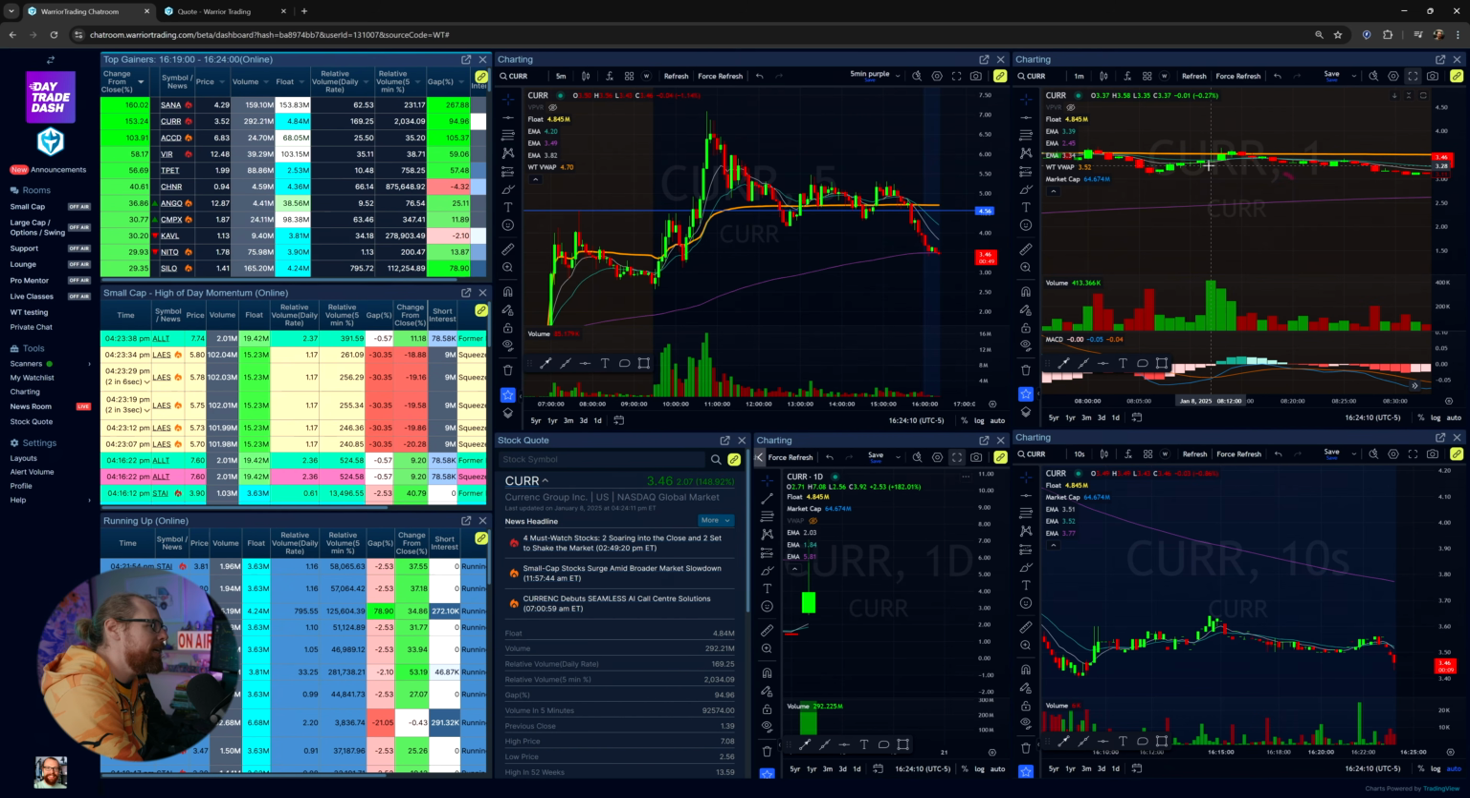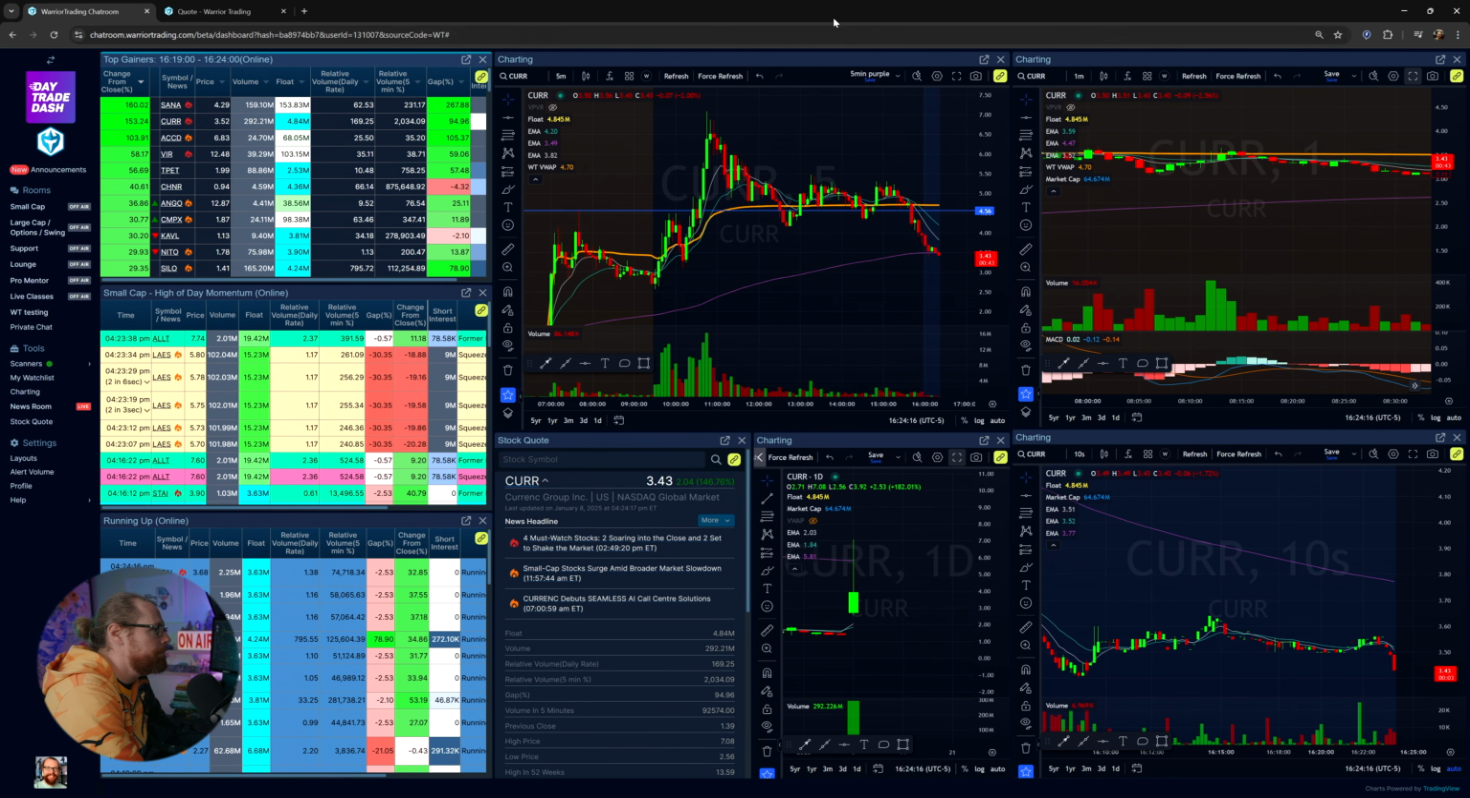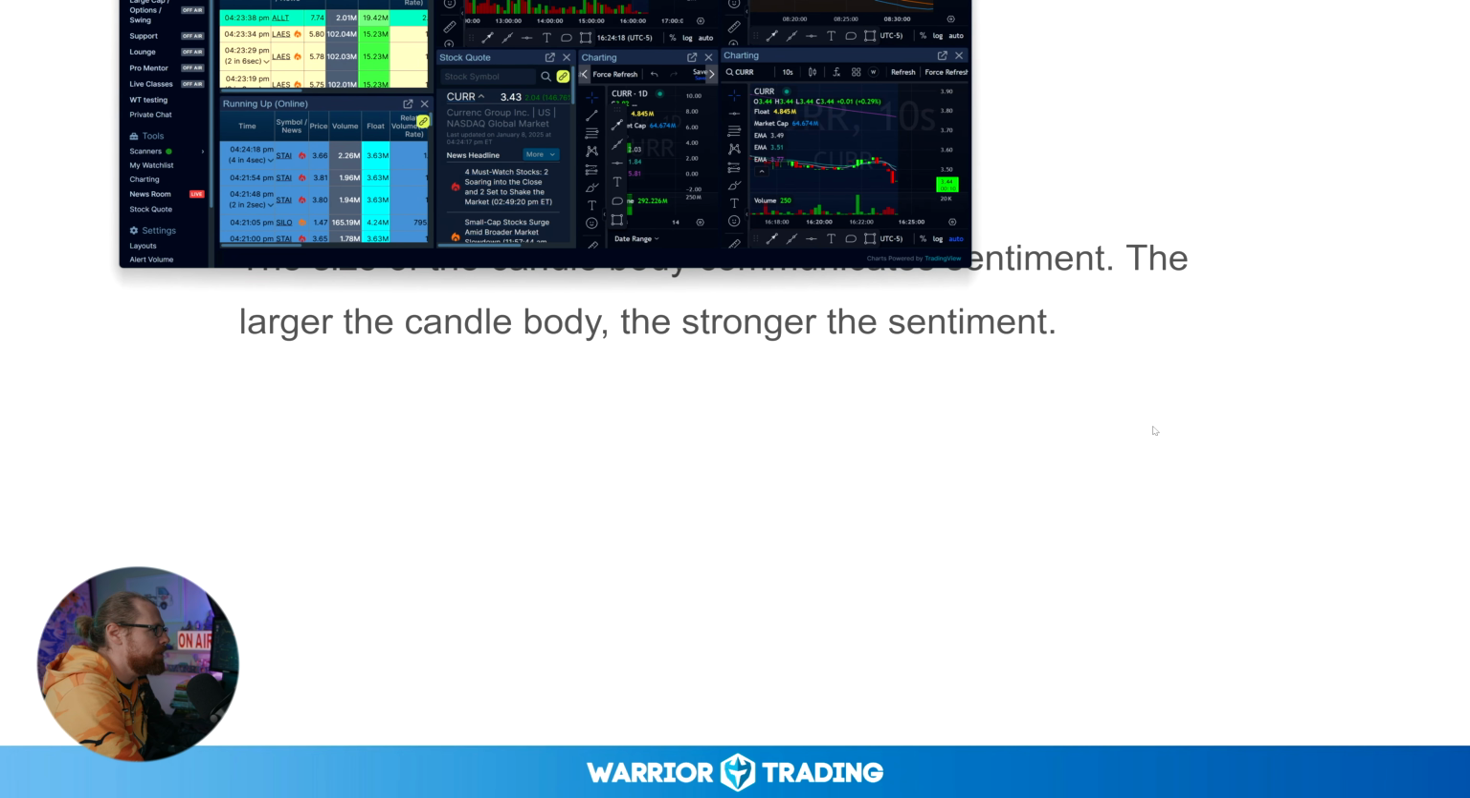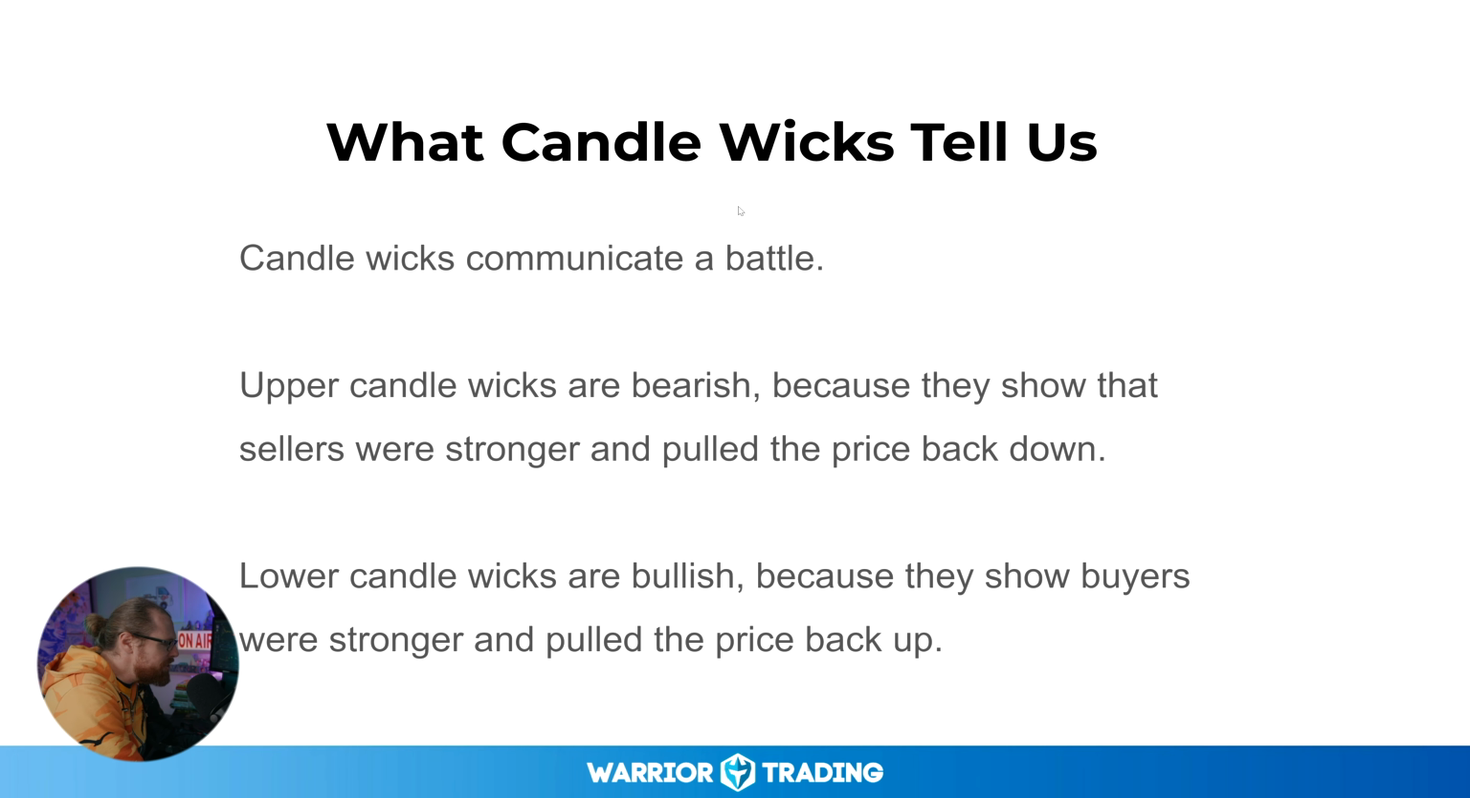But when it comes to jumping in and out of positions, we're not going to use daily charts. We're going to use primarily our 1 minute time frame. All right, so I'll move this up here for a second. Now, what the candle wick tells us, so if the body tells us sentiment, the candle wick also communicates a message, and it communicates a bit of a battle.